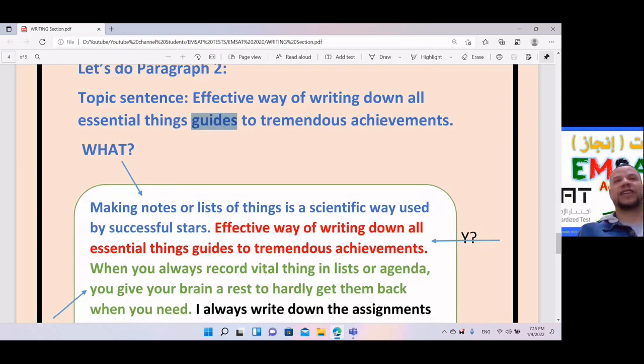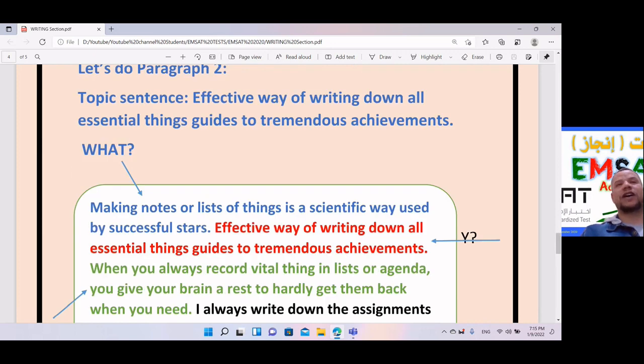Achievements. So this is now a topic sentence for idea 1 for paragraph 2 after the introduction. What I have here, why is it a very good one? Because it has an adjective, noun, smart adjective, tremendous, and smart subject, an effective way of writing down all essential things. So what is the effective way of writing down? Why does it guide to tremendous achievements? So I answer the questions now.